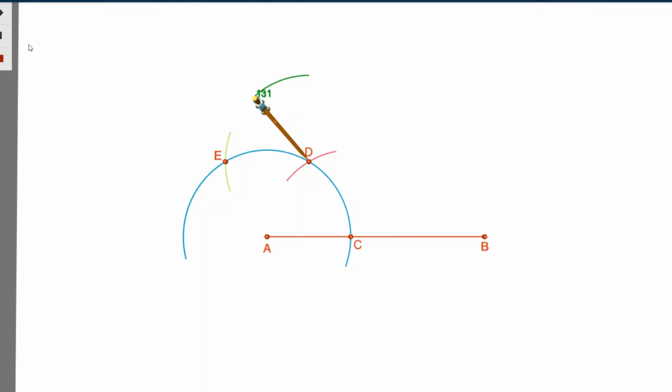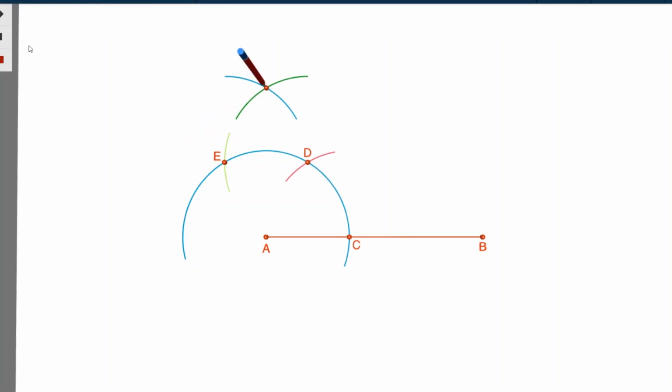With D as center and any radius, draw an arc. With E as center and the same radius, draw an arc to intersect the previous arc at point F. Now join point A and F. Angle FAB is 90 degrees.